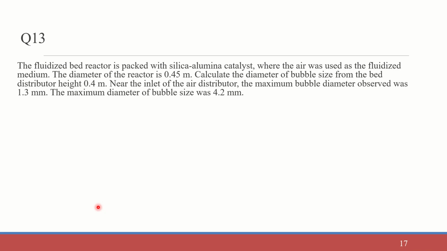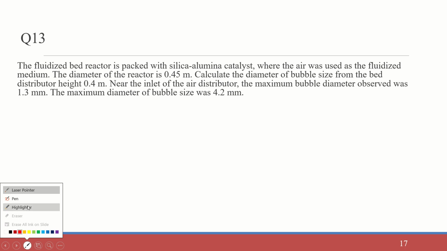What is asked? The fluidized bed reactor is packed with silica alumina catalyst, where air was used as the fluidizing medium. The diameter of the reactor is 0.45 meter. Calculate the diameter of the bubble from the bed distributor at a height of 0.4 meter. Near the inlet of the air distributor, the maximum bubble diameter observed was 1.3 mm. The maximum diameter of the bubble was 4.2 mm.